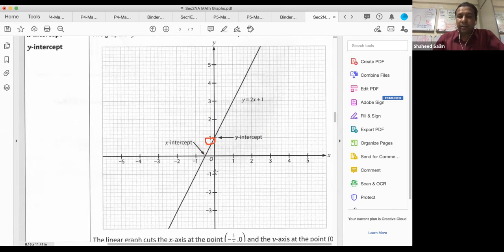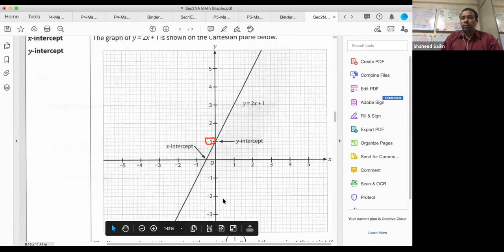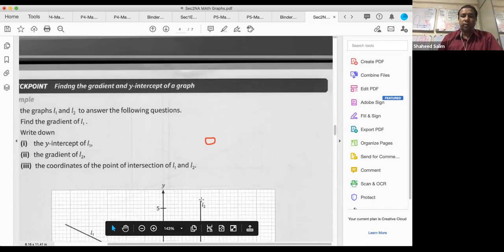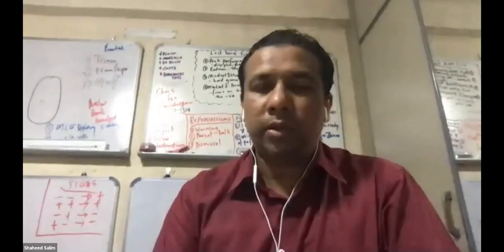And the gradient, have I taught you the gradient as the strict y2 minus y1 over x2 minus x1? Did I teach you, or did I just teach you to draw a triangle? Okay, that means you have not done that. So we'll go through that in a moment. Now you try this one. I will stop and share again.